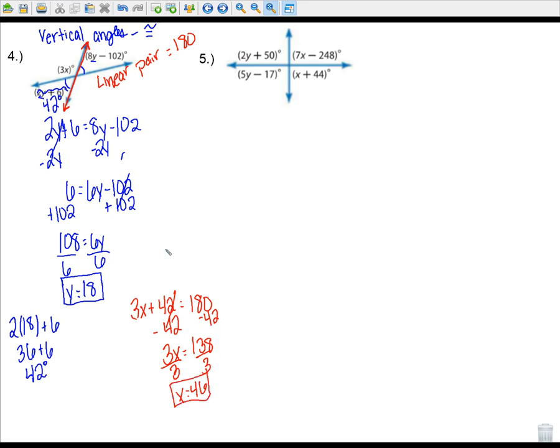Okay, so we had some work on that one, but we got it done. We got y is equal to 18, x is equal to 46. So hopefully that makes sense to you guys. Hopefully you got that one correct. Last one here, number 5.